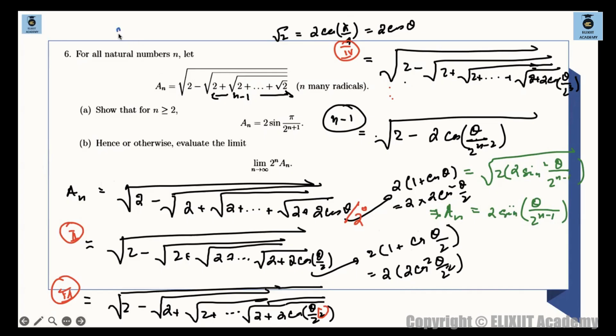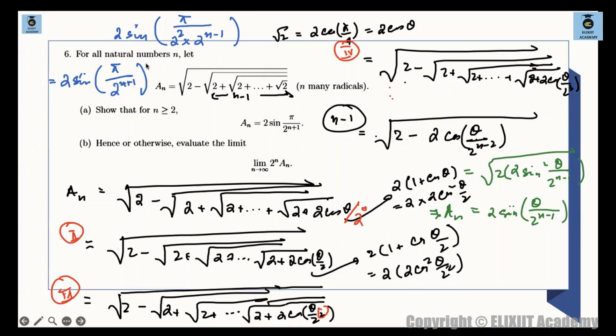So this will become 2 sine(pi upon theta). What is theta? Theta is pi by 4, so pi by 4 means 2 square. So 2 square multiplied by 2 raised to the power of n minus 1. Okay, so 2 times sine of pi upon 2 raised to the power of 2 plus n minus 1. So 2 minus 1, which is plus. So 2 raised to the power of n plus 1.